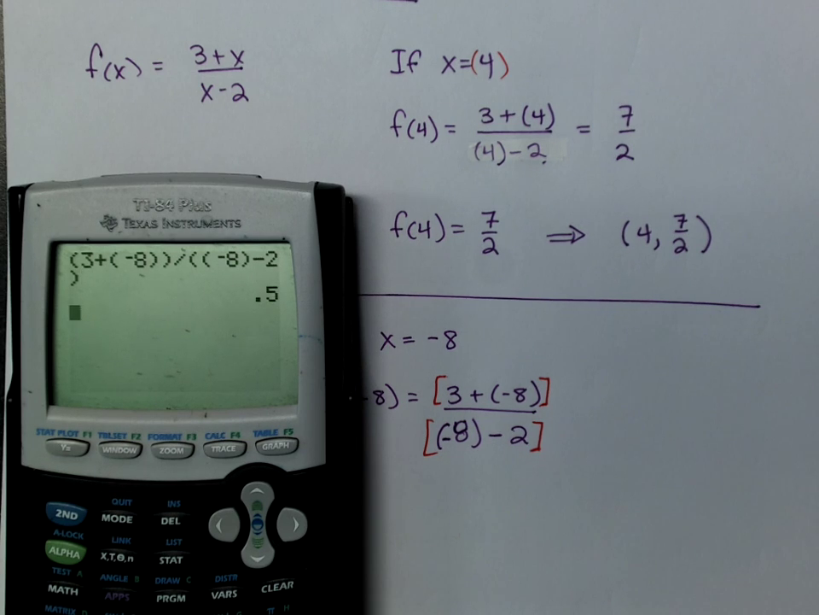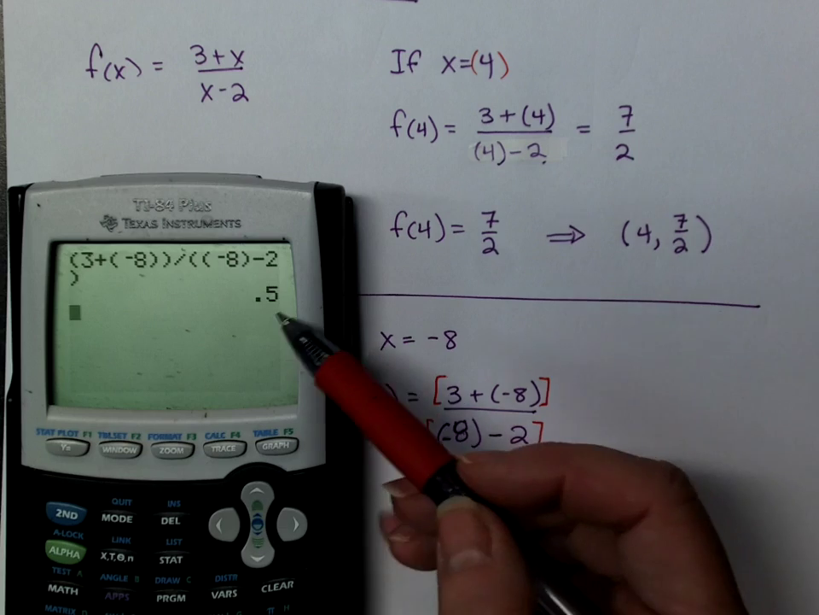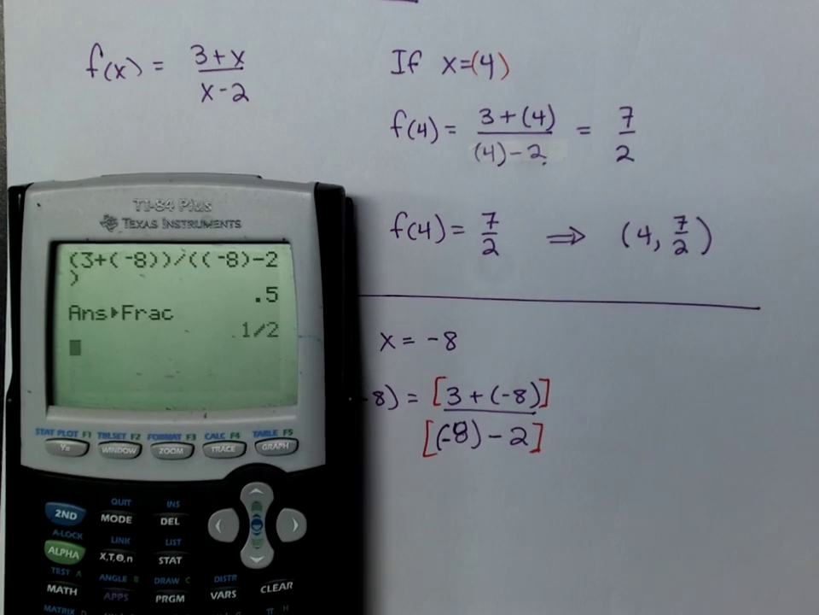Now remember, many times you're going to get back a decimal answer. Your answer should be as an integer or a lowest term fraction. So if you get back a decimal answer, remember it's just math, enter, 1/2. And it'll change it to a fraction.